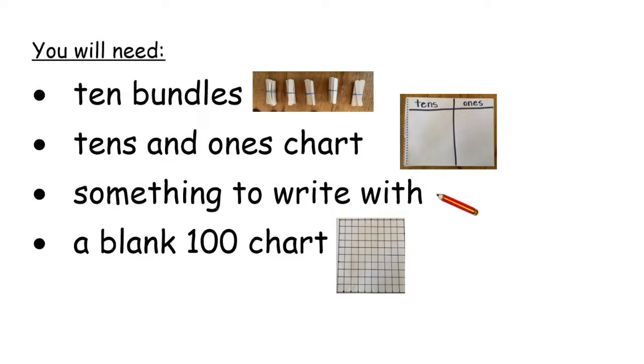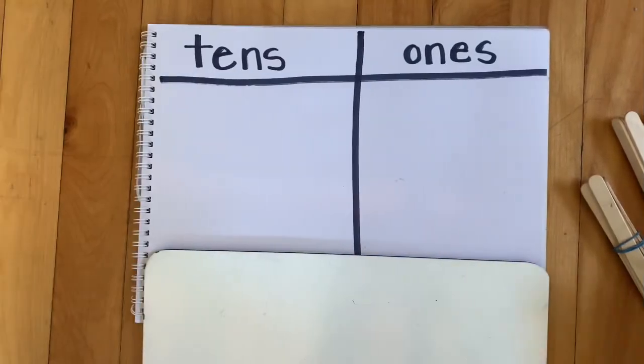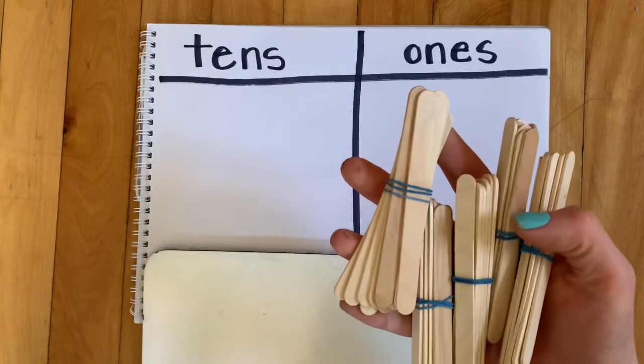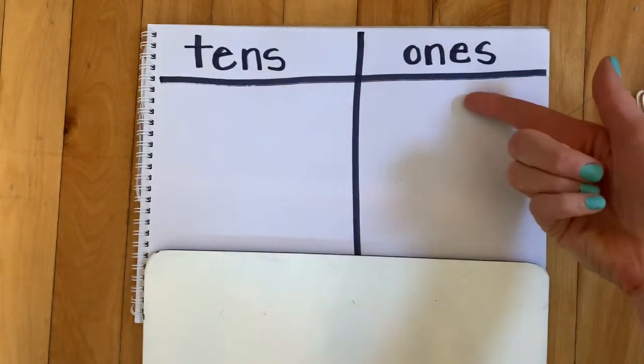Pause now if you don't have these things yet. Go find some 10 bundles, your 10s and 1s chart, something to write with, and a blank 100s chart, and you might need help from an adult or sibling for the 100s chart. Are you ready? Do you have your 10s bundles and your 10s and 1s chart?